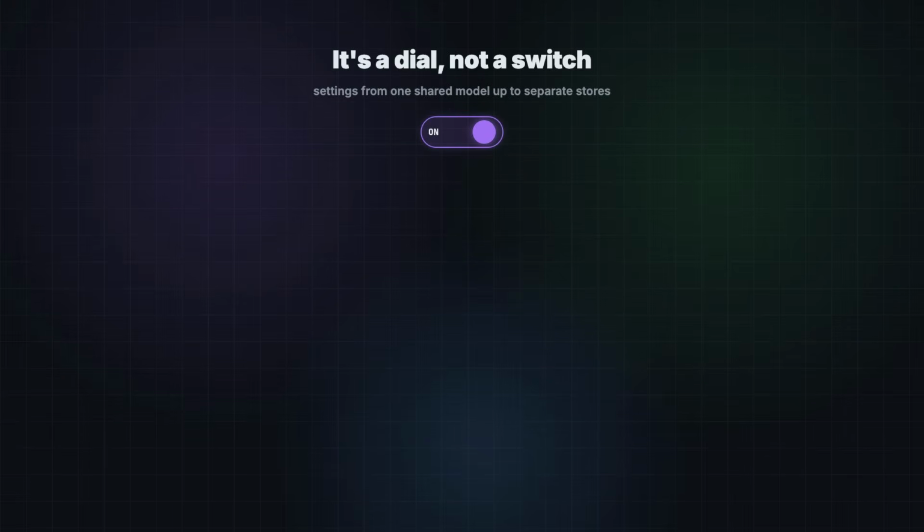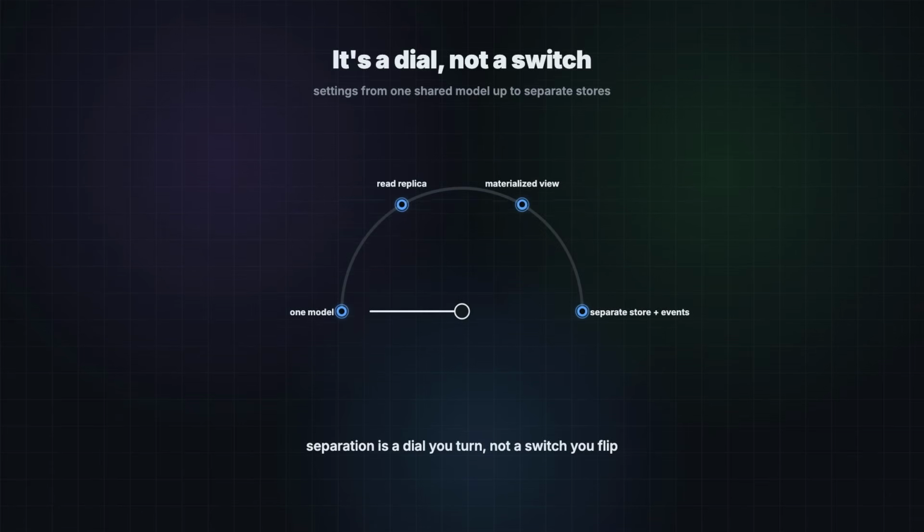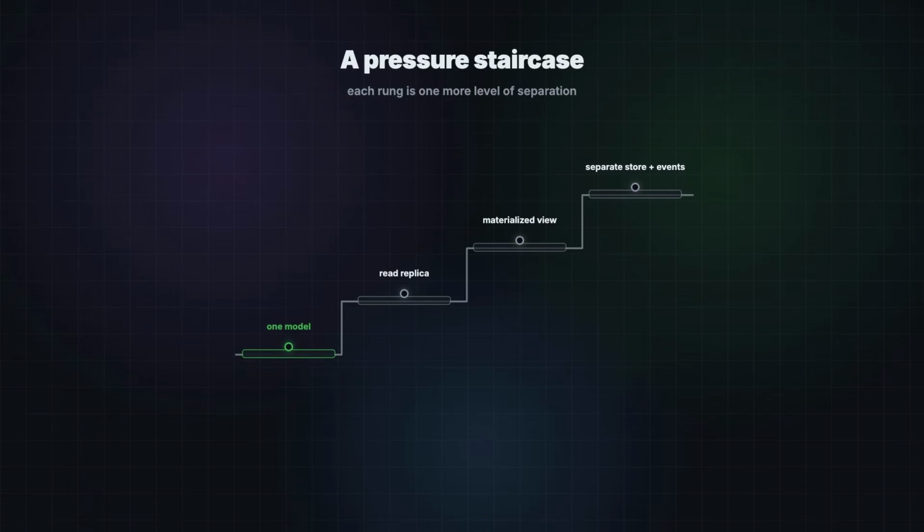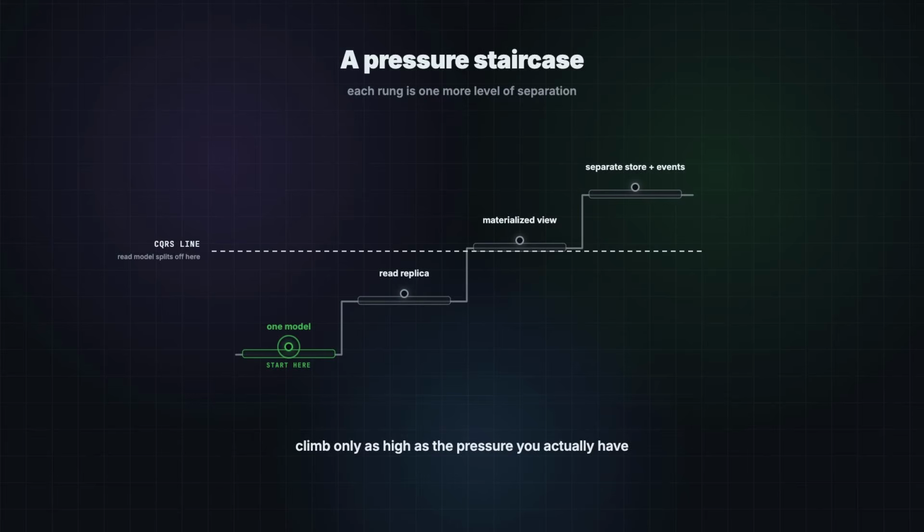Most teams treat CQRS as a switch. They flip it on for the whole app, but it's closer to a dial, with settings that run from one shared model up to a separate store kept in sync by events. Picture that dial as a staircase, with a line partway up where CQRS begins. You only climb as high as the pressure you are actually under.